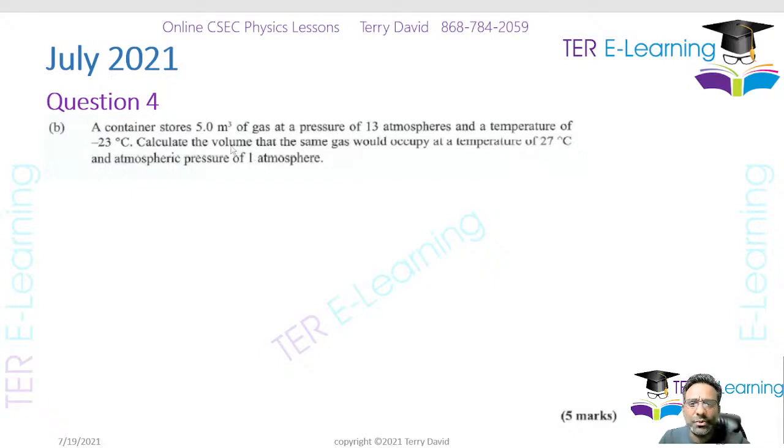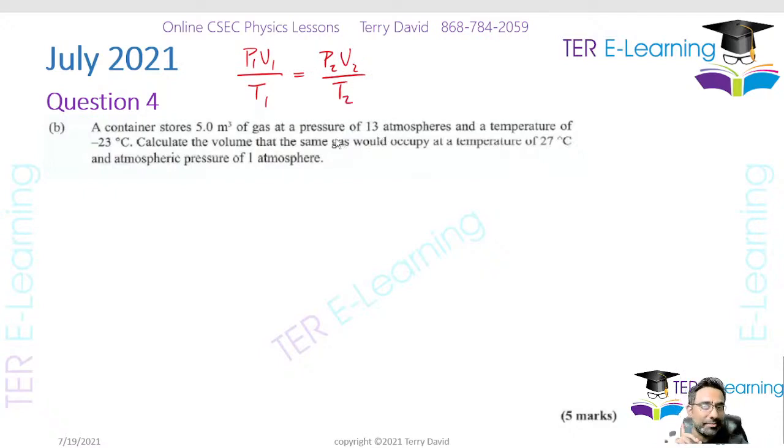A container stores 5 meter cube of gas at a pressure of 13 atmospheres and a temperature of minus 23. Calculate the volume that the same gas would occupy at a temperature of 27. All right, so if we look at this question here, they've given us pressure, volume, and temperature. So therefore, my general gas law looks like this. P1 V1 over T1 is equal to P2 V2 over T2, right?